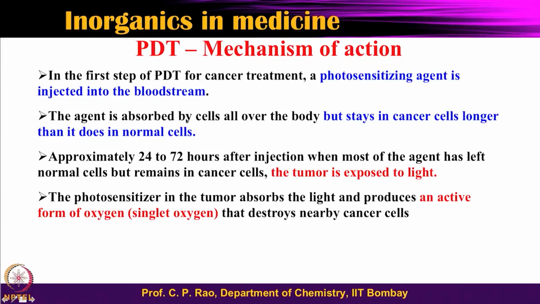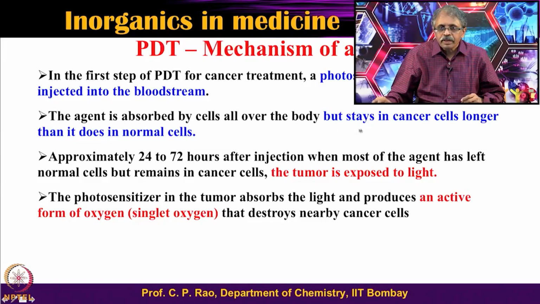So, in the first step of PDT for cancer treatment, a photosensitizing agent is injected into the bloodstream. The agent is absorbed by the cells all over the body, but in the cancer cells it stays on, and from normal cells it comes out. That is why you have to flush with fluid, and allow 1 to 3 days after the injection is given, so the other things will go out. All the other unbound species will go out and only the cancer cells will remain.